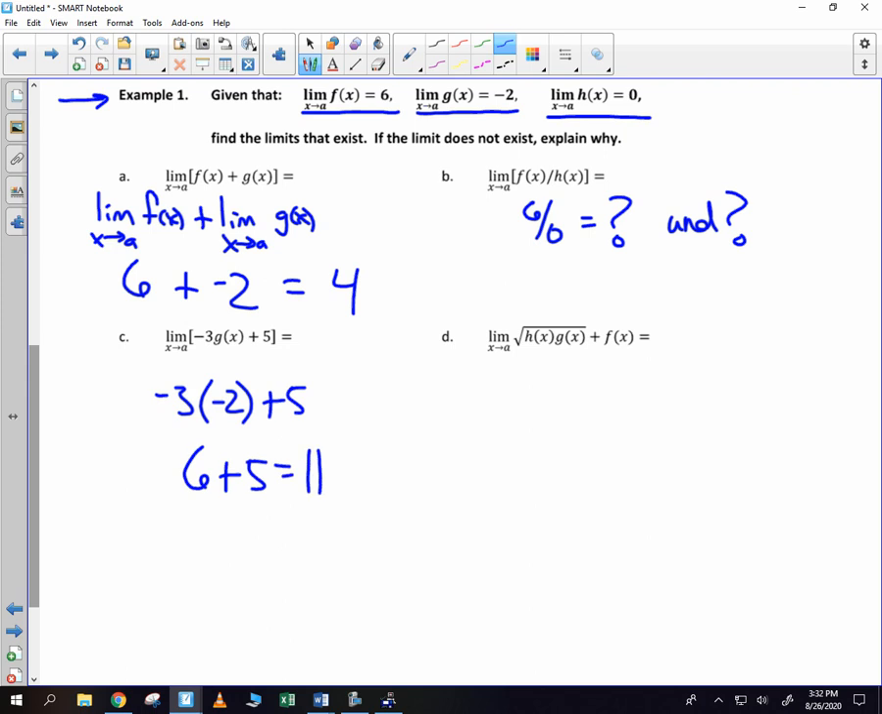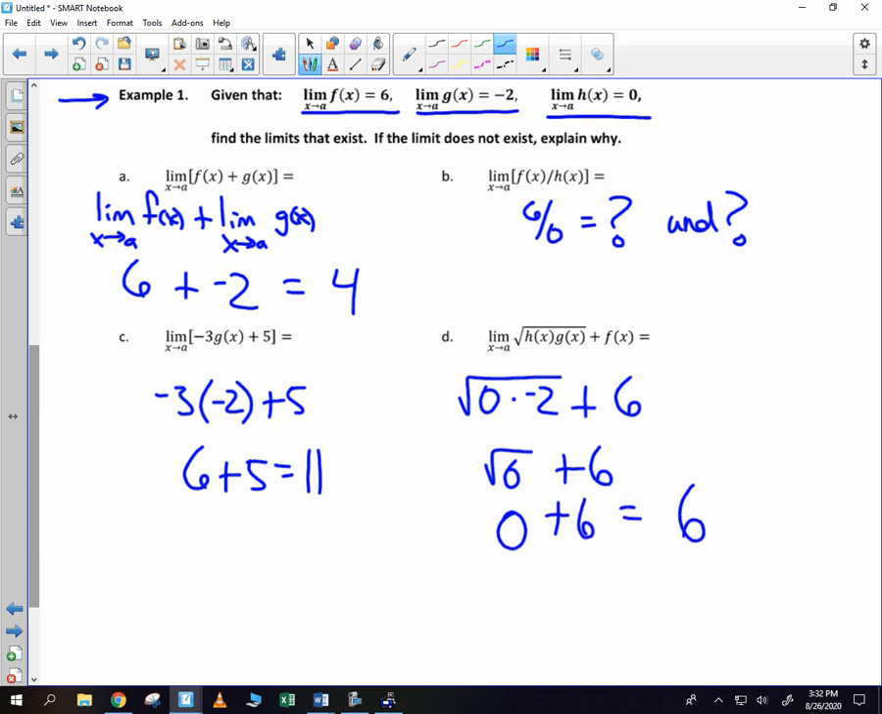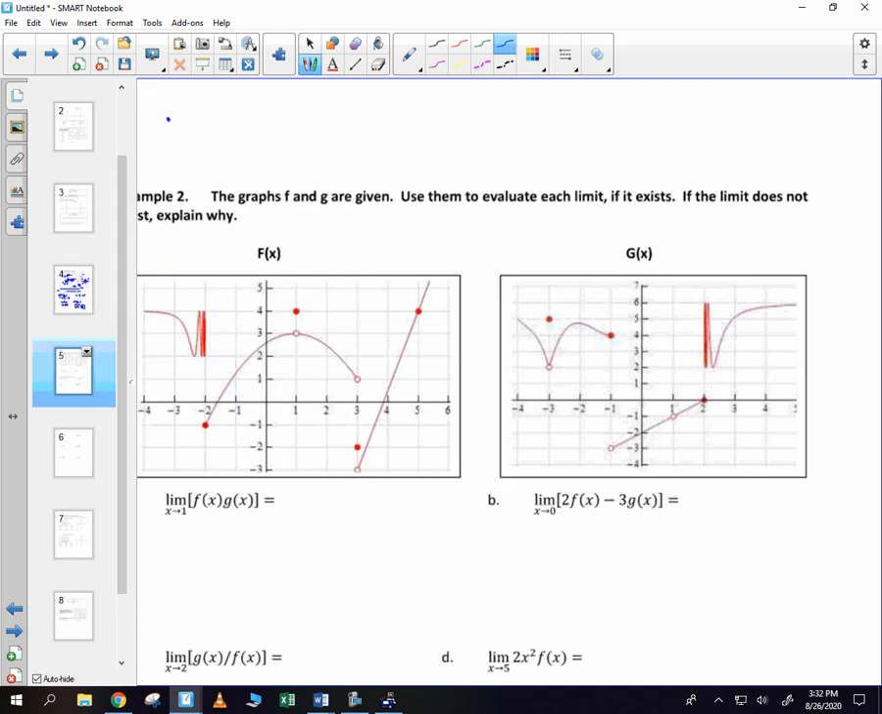Next one for letter D, we have the square root of the limit as x approaches a of h of x, which is 0. For g of x, it's -2. And then for f of x, it's 6. So the square root of 0 plus 6. You can take the square root of 0, it is 0, plus 6 is 6. There you have it. So those should be pretty intuitive for you.